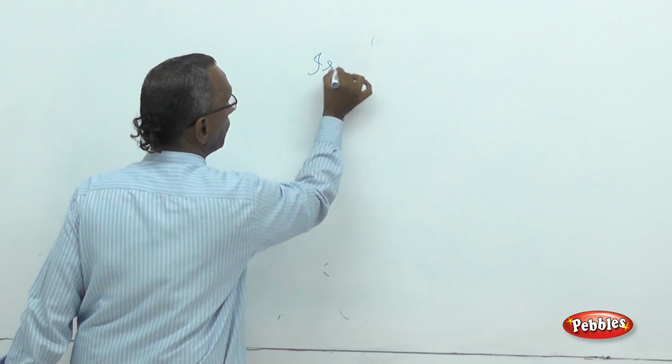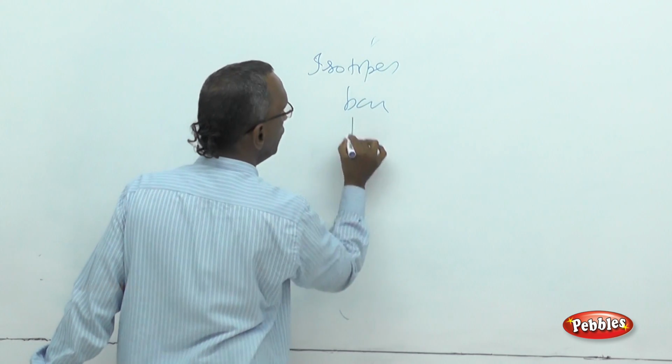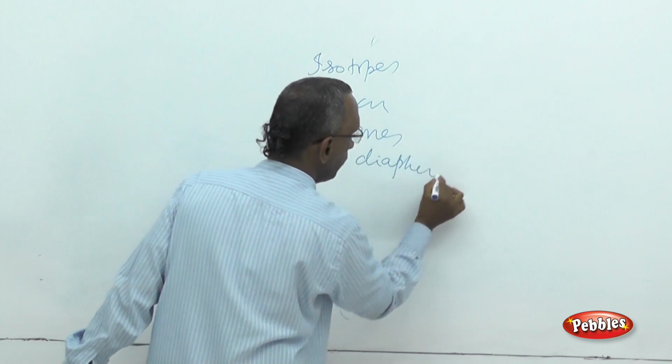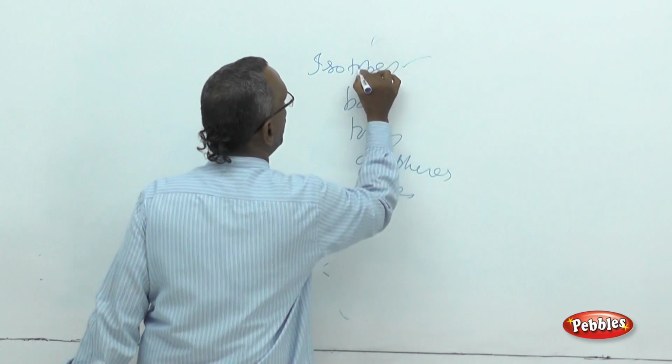So different concepts: isotopes, isobars, isotones, isodiaphers and isoteres. The important ones are the isotopes.